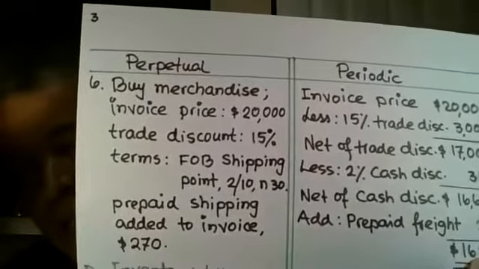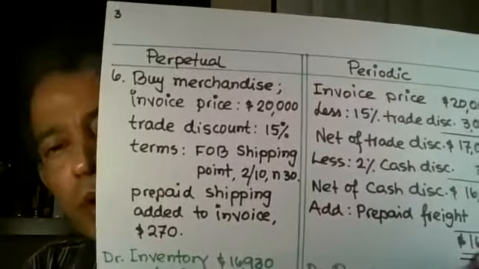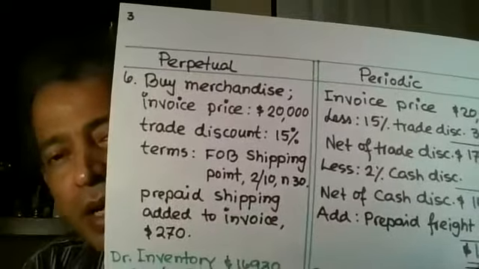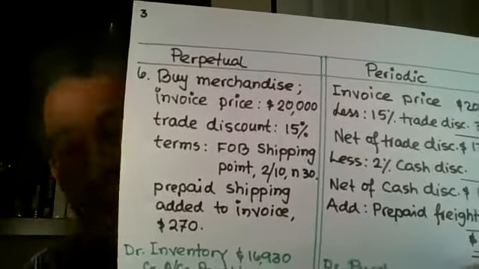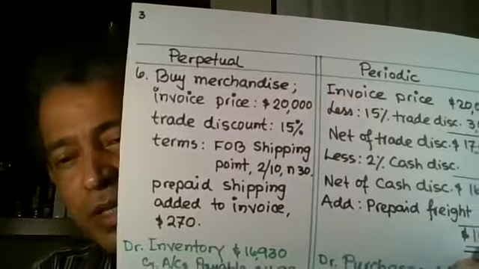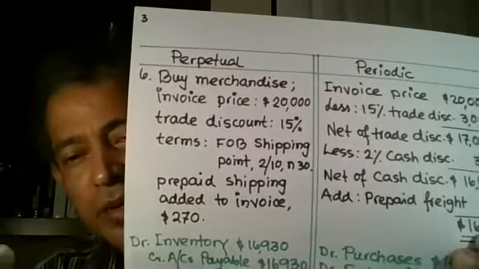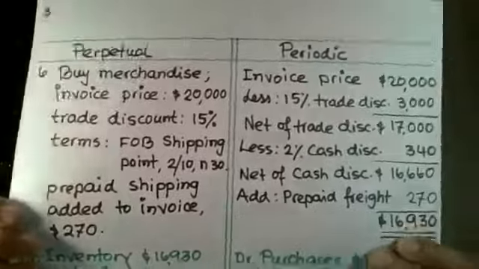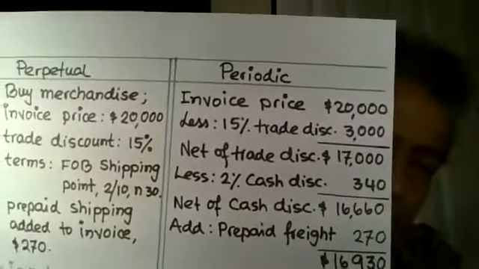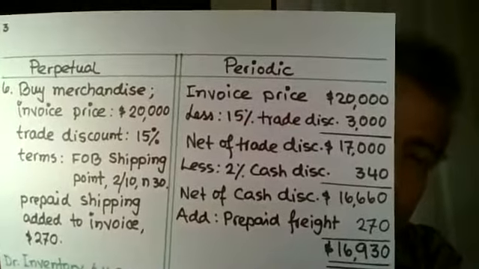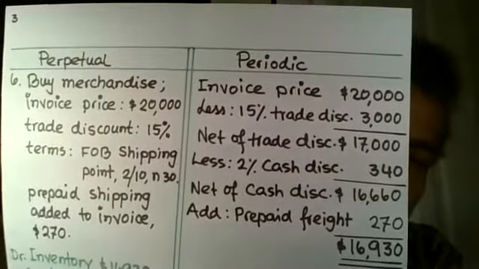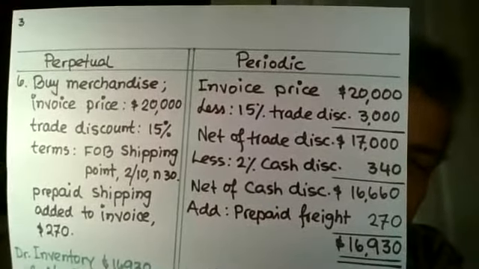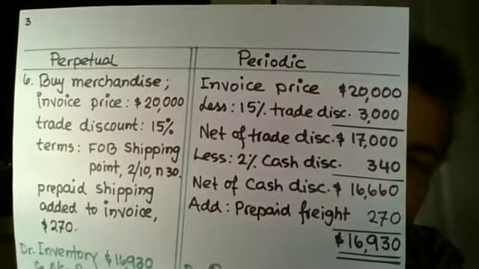Buy merchandise worth $20,000, so the list price is $20,000. There's going to be some trade discount, some cash discount, and some prepaid freight. So three important things: trade discount, cash discount, and prepaid freight. Let's first find out the total amount that we need to record. Invoice price is $20,000 minus the trade discount. 15% of $20,000 is $3,000. So that leaves us with $17,000 net of trade discount, and then take off the cash discount.